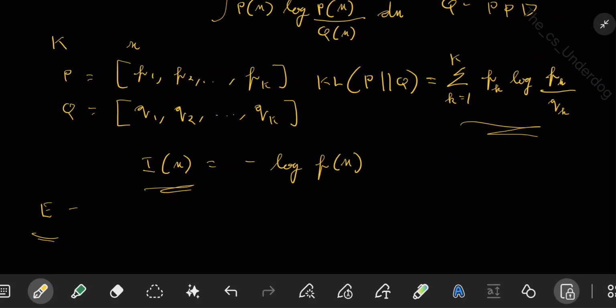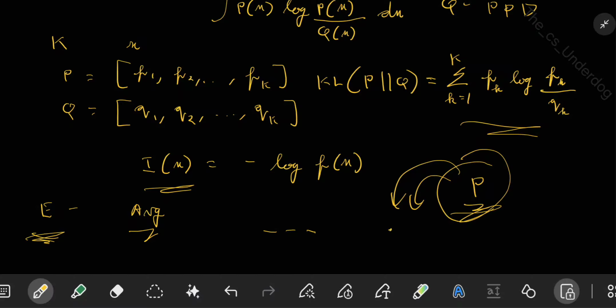Another way of seeing the same concept is, you can see entropy as the average number of bits required to encode events drawn from P. Let us say you have a distribution P. You can say entropy of this distribution P is the average number of bits that are required in order to encode events that are drawn from P. P is a probability distribution. If you draw events from P and you want to encode those, then what is the average number of bits required? That is what is called entropy. So both these are different ways of seeing entropy.